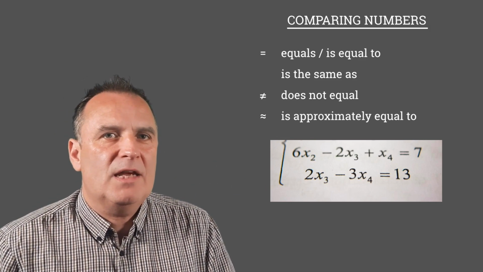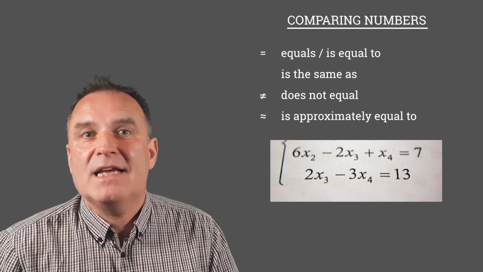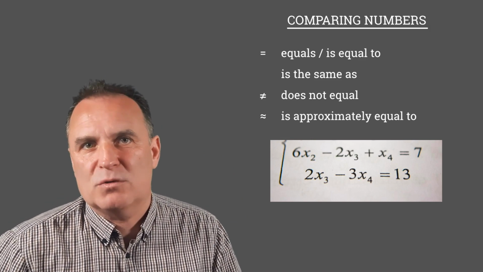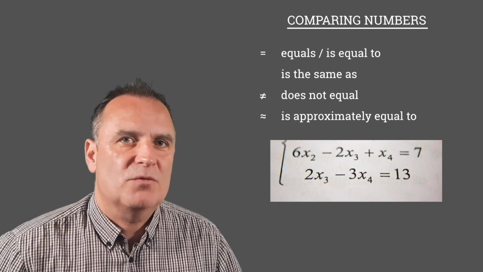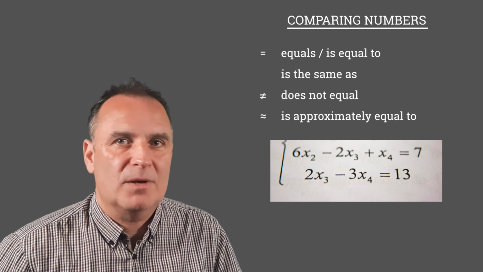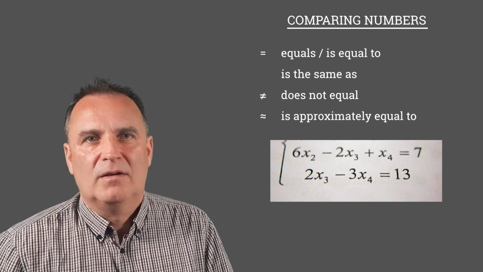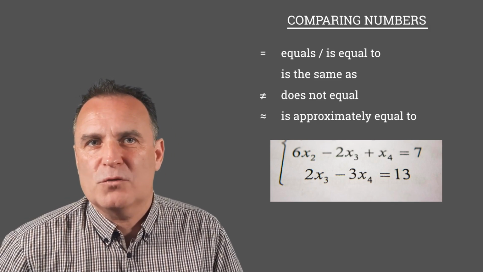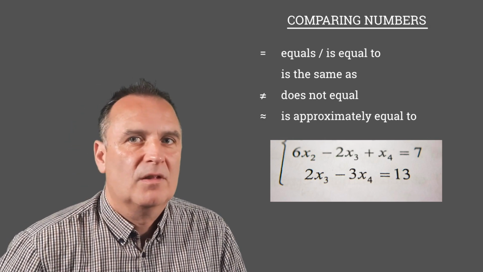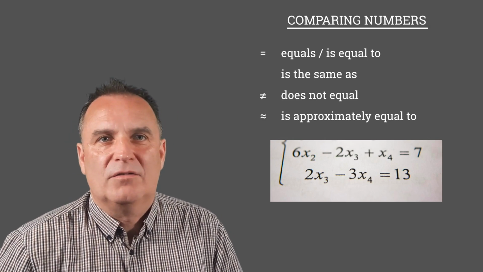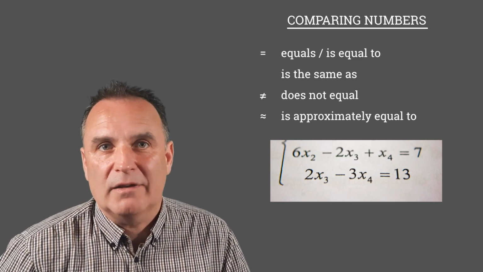So we have the equals sign. We can say is equal to: 5 plus 4 is equal to 3 plus 6. We can say 5 plus 4 is the same as 3 plus 6. Maybe we're saying 5 plus 4 does not equal 2 plus 6. We could even say 5 plus 4 is approximately 2 plus 6.